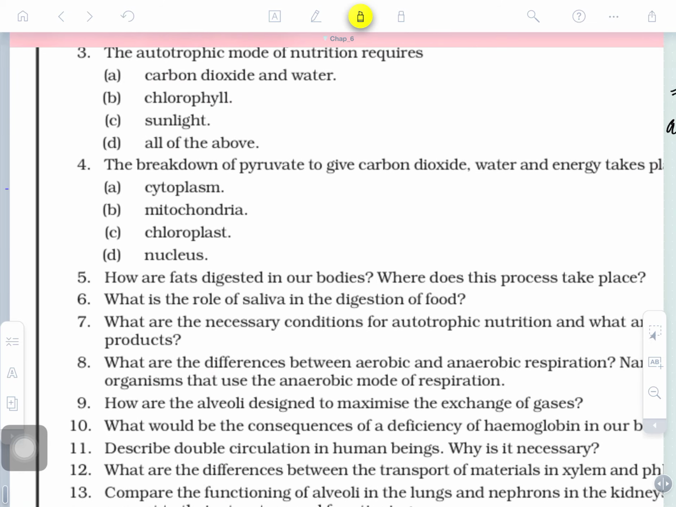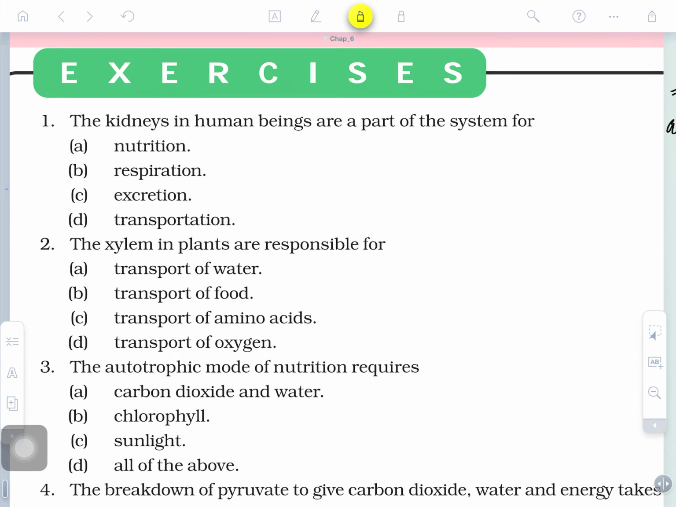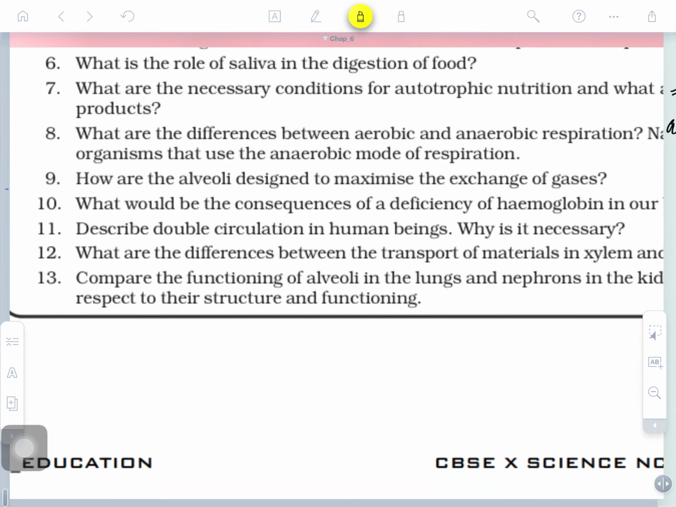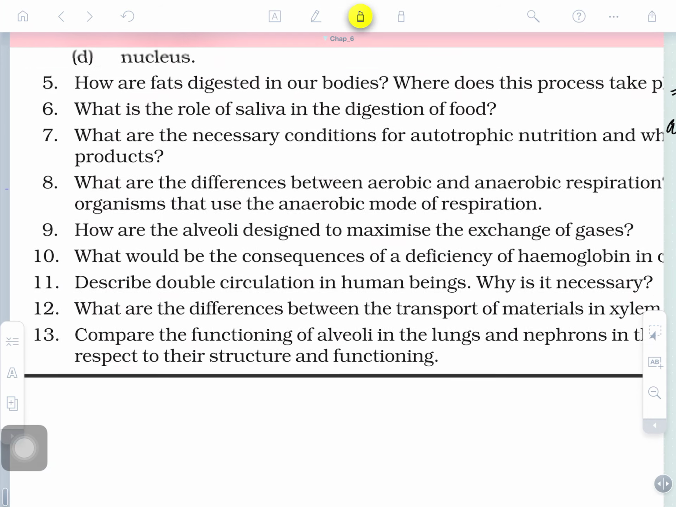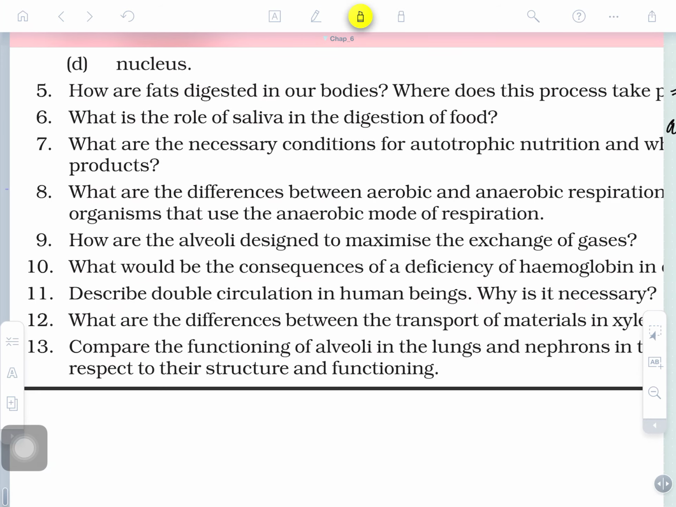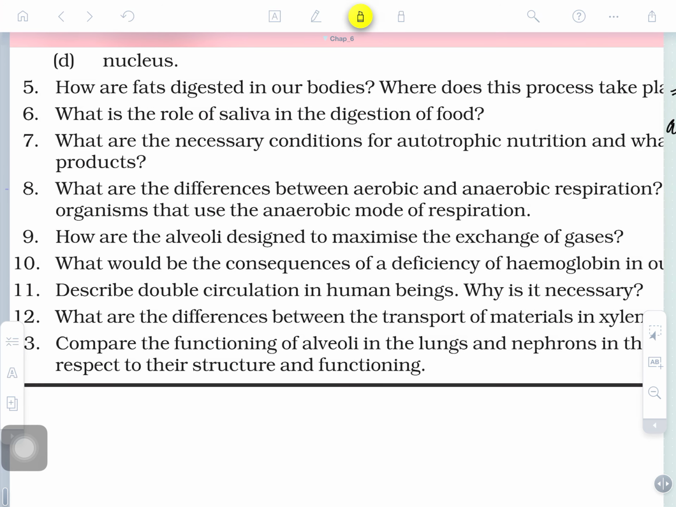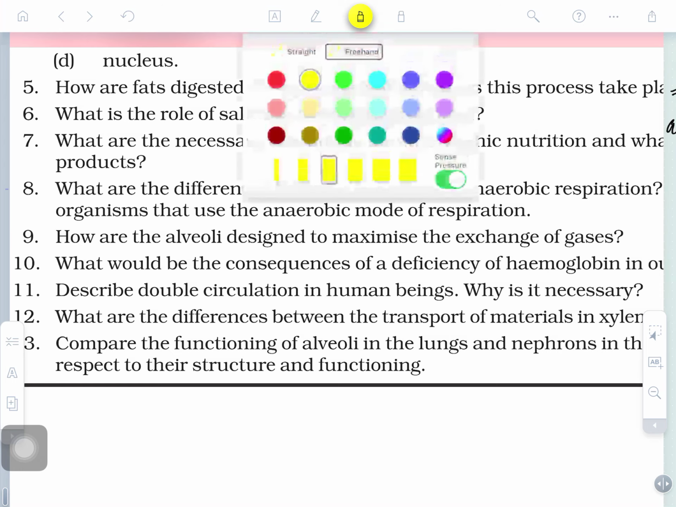Now look at the next question also here. So we need to solve the questions from the beginning of that. We'll discuss later here. What would be the consequence of deficiency of hemoglobin? Now we have discussed that already. The last very important question is there.